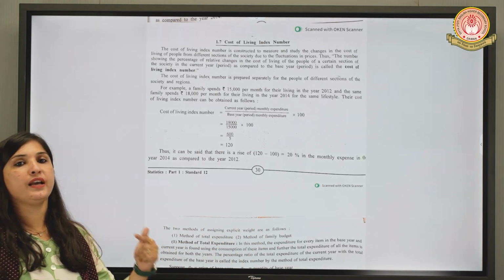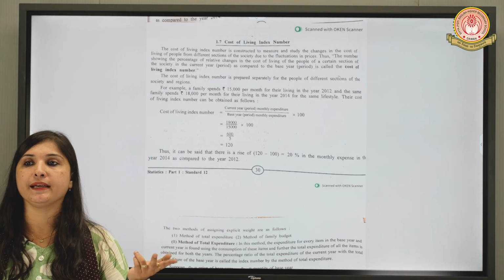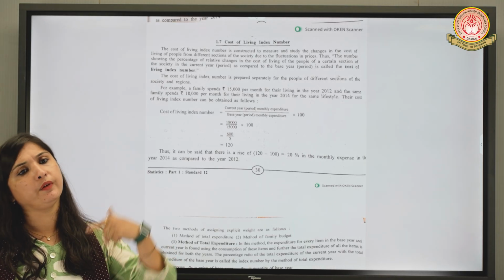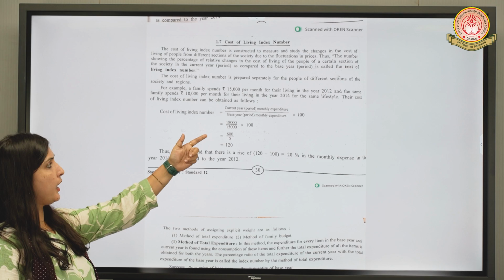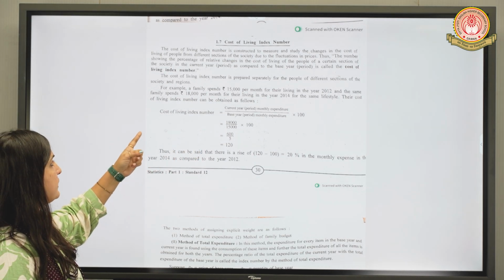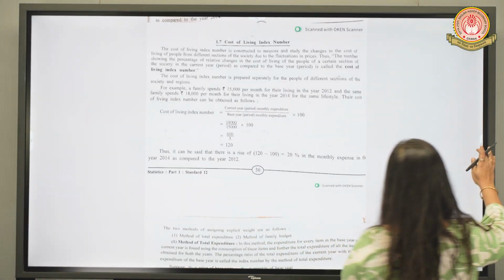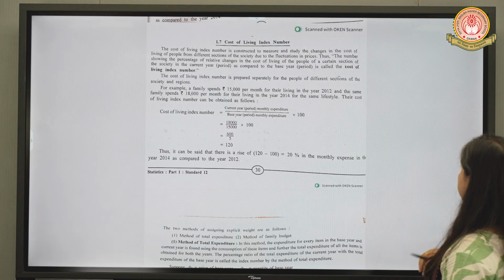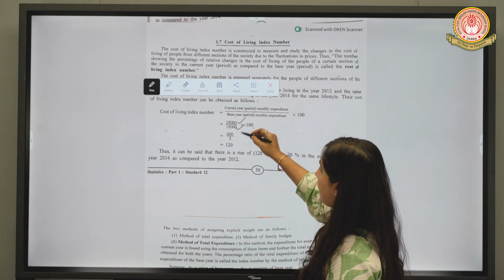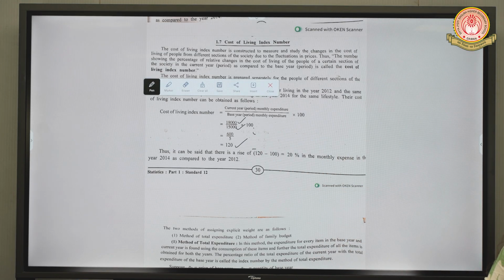We are always comparing the current year with that of the base year. That is why the formula of I is P1 by P0 into 100. Always we compare the current year with the base year. Here the current year is 2014. The expense of 2014 is how much? 18,000. So 18,000 will be divided by 15,000, and the answer into 100 is 120.